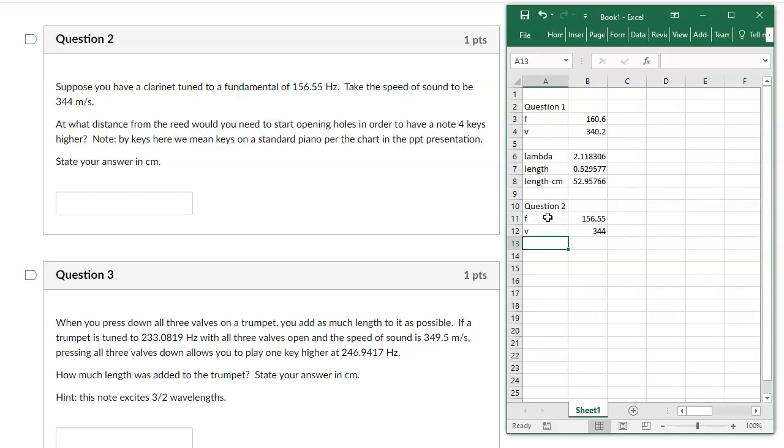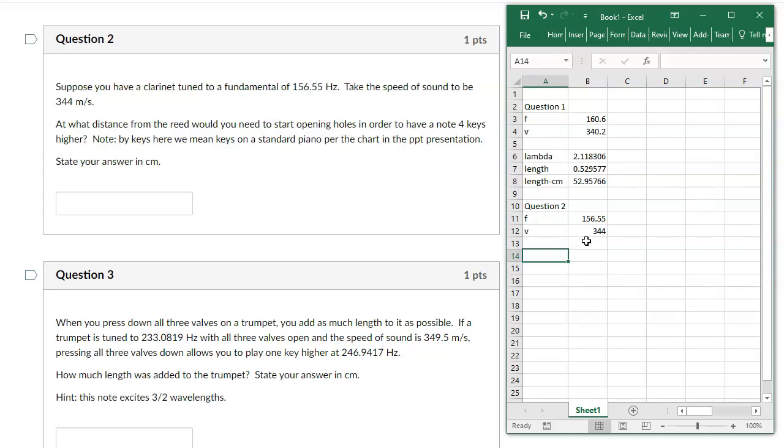All right, 4 keys higher. And by keys here, we mean keys on the standard chart that we have. All right. And so this gets into the math of the distribution of the keys and the part three video for the lecture. All right. And so let's look at how we would do that.